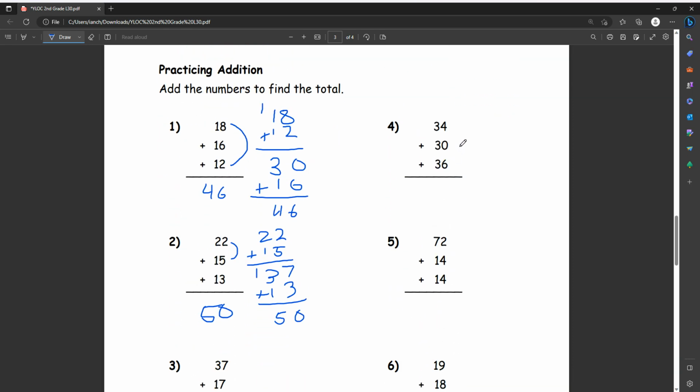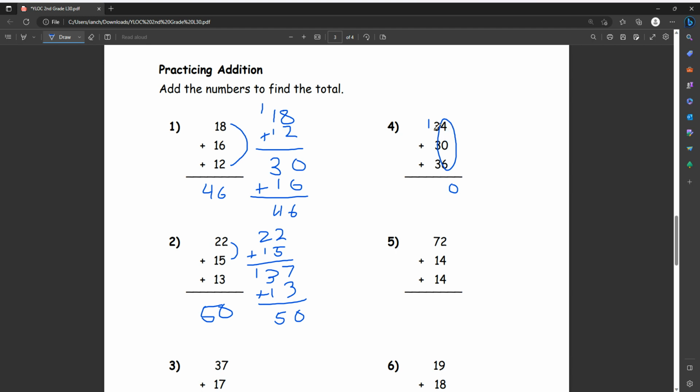So 34 plus 30 plus 36. This one has a 0 here. So let's just try adding all of our ones here. So 4 plus 0 plus 6. So 4 plus 0 is just 4. And now it's just 4 plus 6. And 4 plus 6 equals 10.